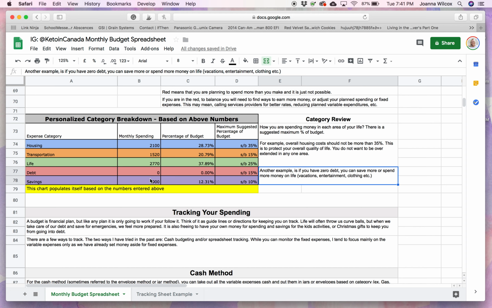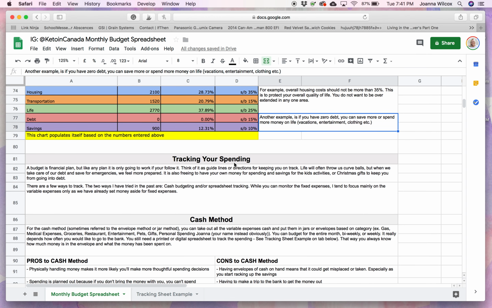The savings is more so for your tax-free savings and or retirement. They're kind of one and the same if you're TFSA, or sorry, in the States you don't have TFSAs, but savings is more so retirement and rainy day funds. 10% is your goal. But again, you might have to work your way up there if you have debt or other things like that.